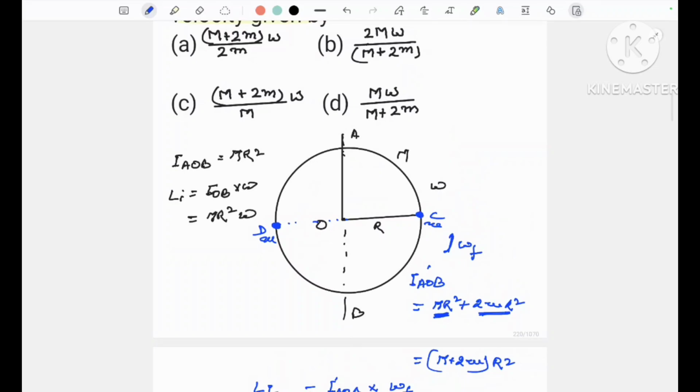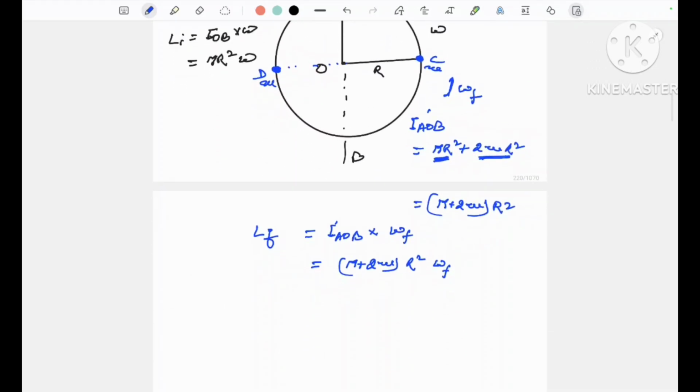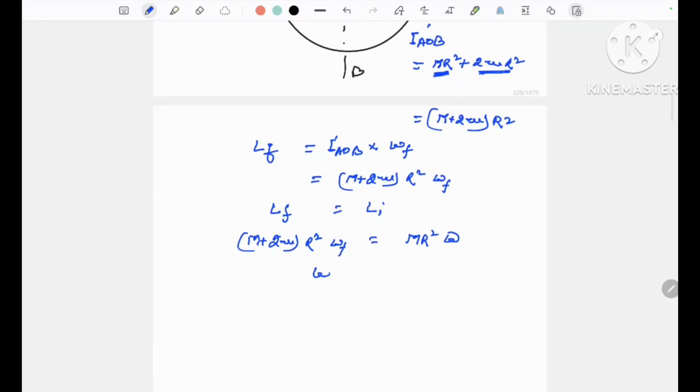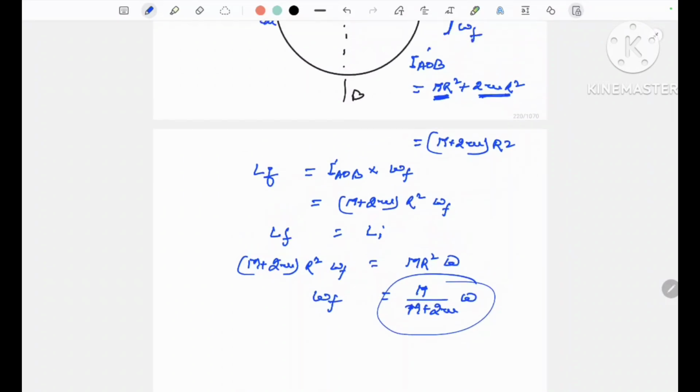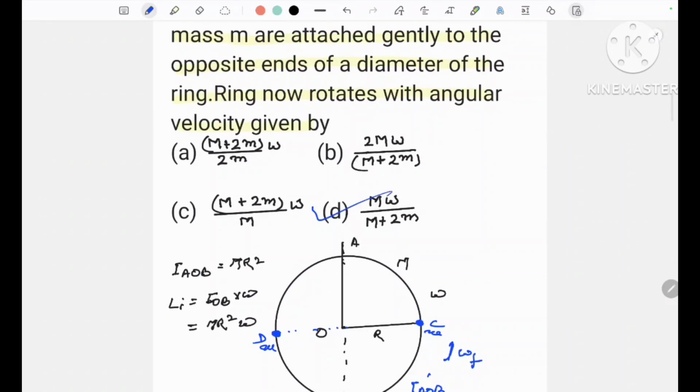No external torque is applied on the system, hence angular momentum will be conserved, hence L_F will be equal to L_I, or m plus 2m r square omega f will be equal to m r square omega, or omega f will be m by m plus 2m omega. This D is the correct option.